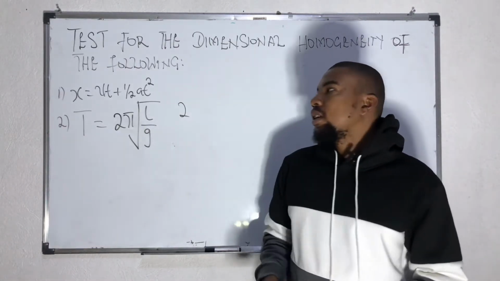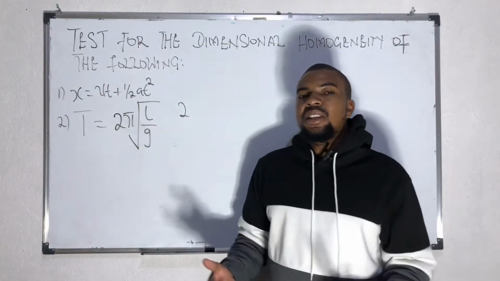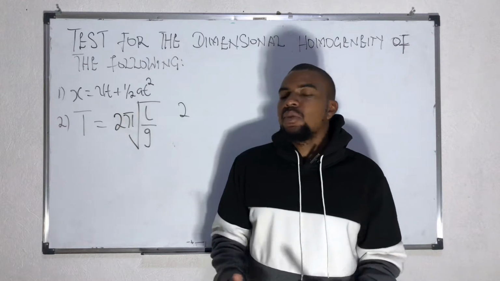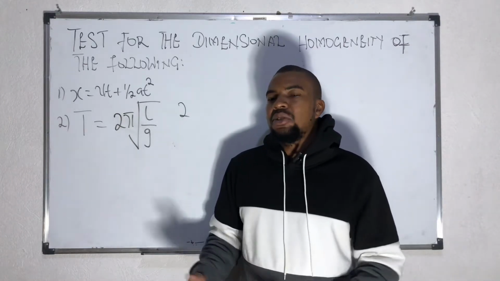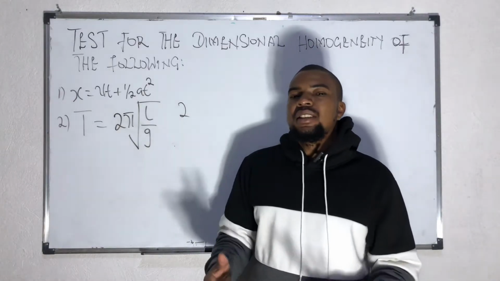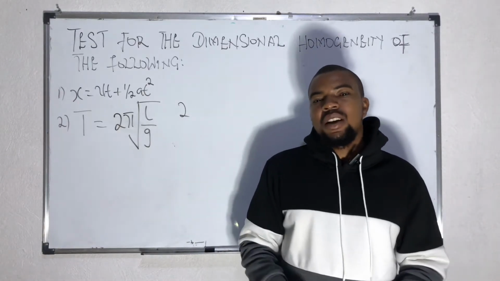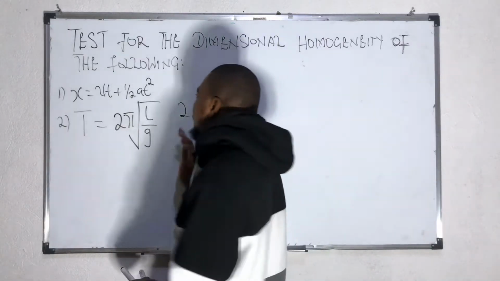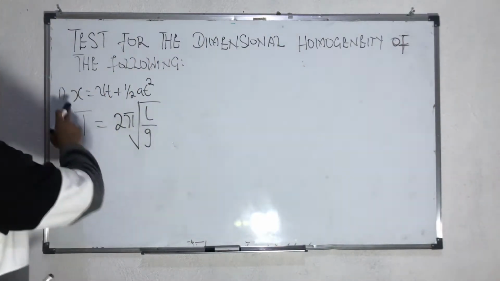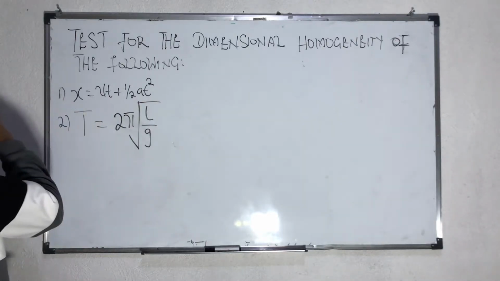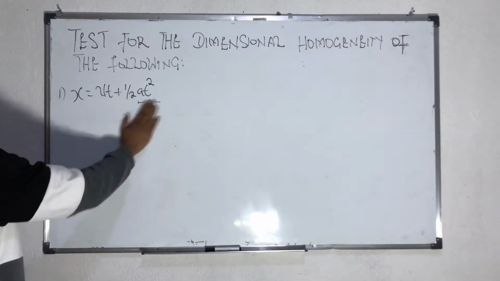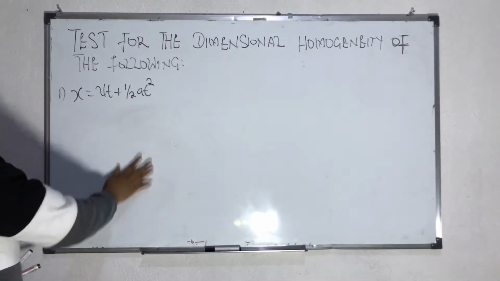And three, you need to be conversant with the basic laws of exponents, because that's what's going to help you simplify the expressions without running into trouble. All right, let me walk you through the solution to see how it works. I'm going to start with the first one, which says that x is equal to ut plus half at squared. Let me clean this one right here so that we can start with the first one.